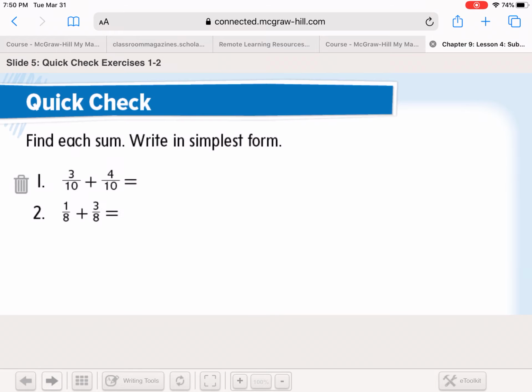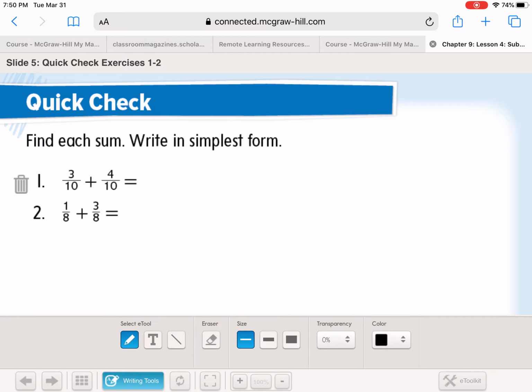All right. I'm going to do this real quick. I'm just going to do one of these slides because you know they'll take forever. 3/10 plus 4/10 is 7/10, and that's already in simplest form. I know that 7's a prime number, and there's no other number that can go into it other than 1 and 7.